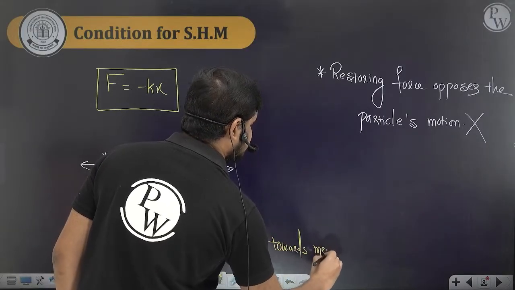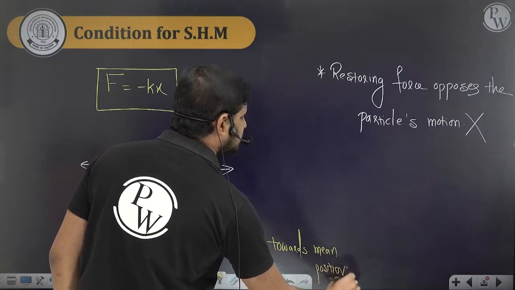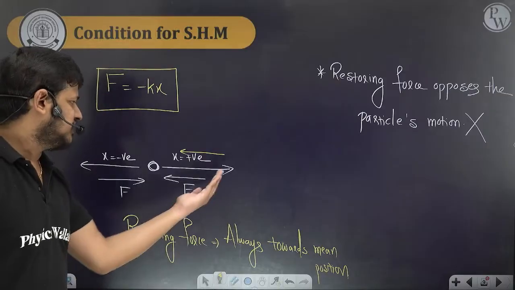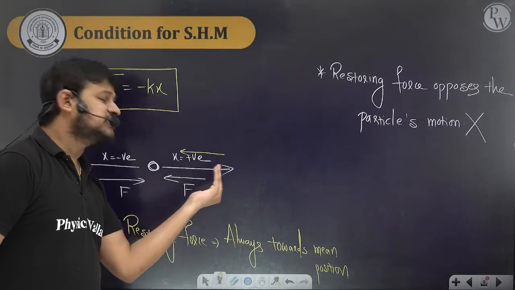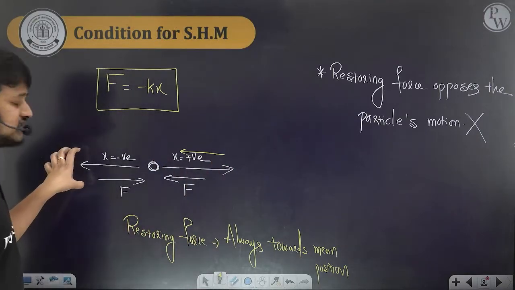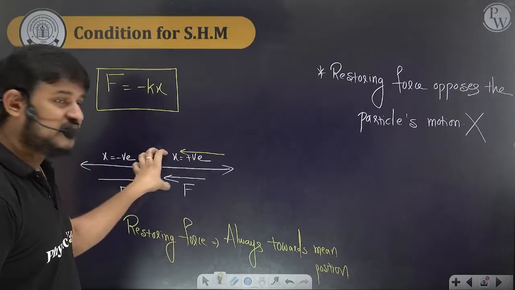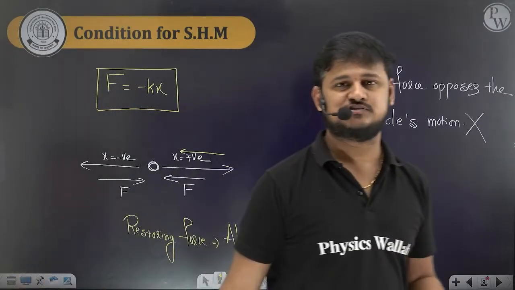So most of the students think that the restoring force is the one which opposes the particle's motion. It supports also. See here, if the particle is coming from this right extreme to the mean, the restoring force is also from right extreme to the mean. If the particle is coming from left extreme to the mean, the restoring force is also from left extreme to the mean. It supports as well.